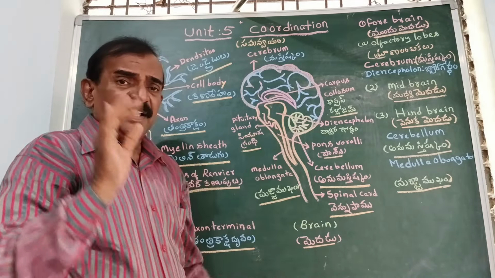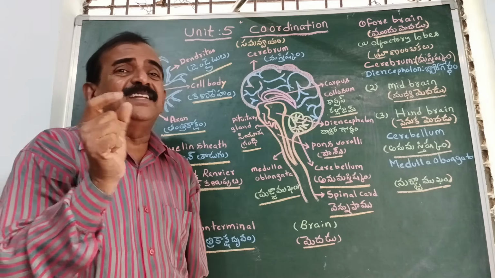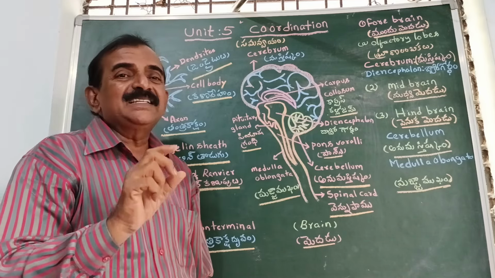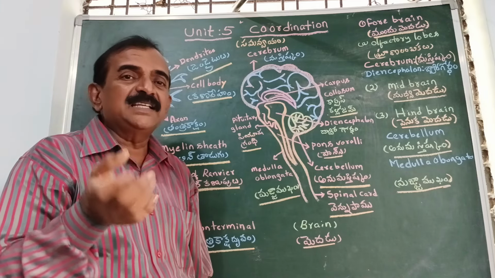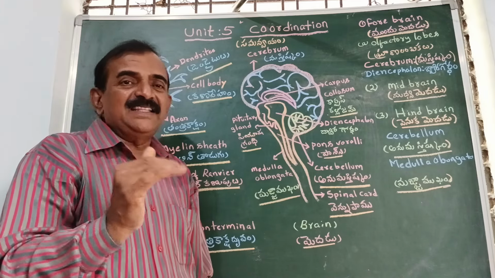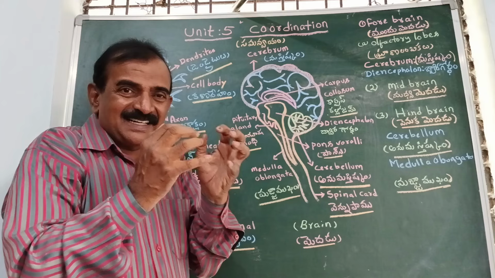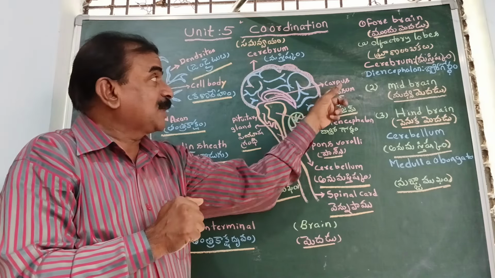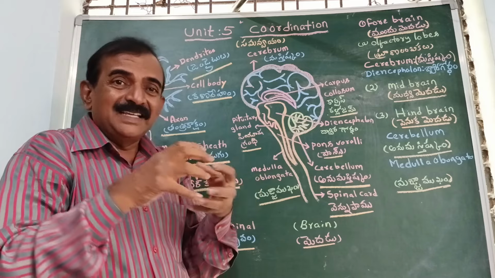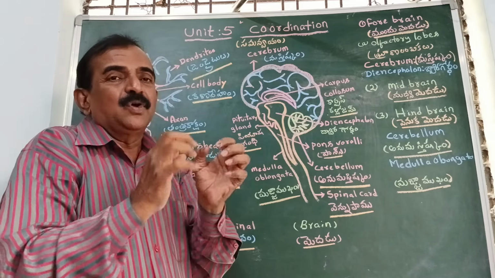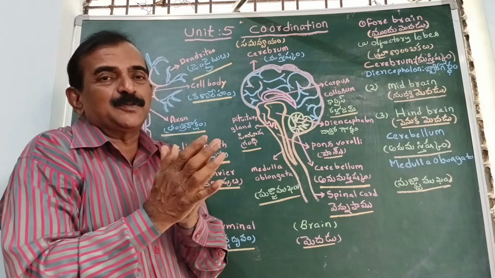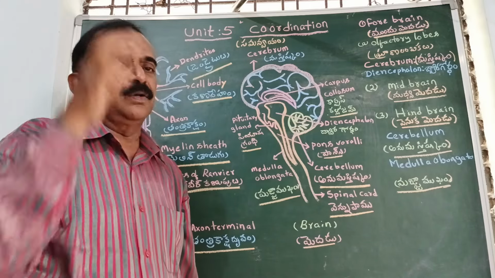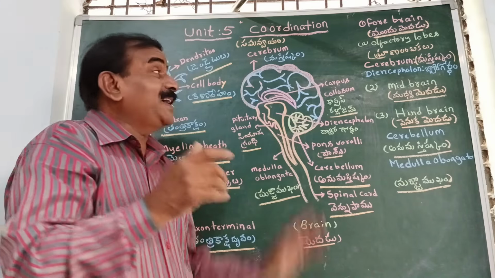The forebrain is divided into 2 parts, 2 lobes. They are called cerebral hemispheres, and these cerebral hemispheres are connected by means of the corpus callosum. So the corpus callosum is useful to join the 2 cerebral hemispheres of the forebrain.